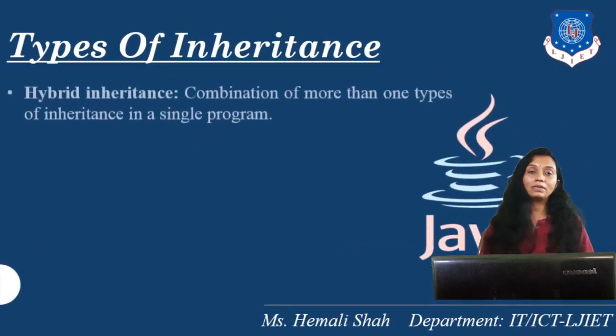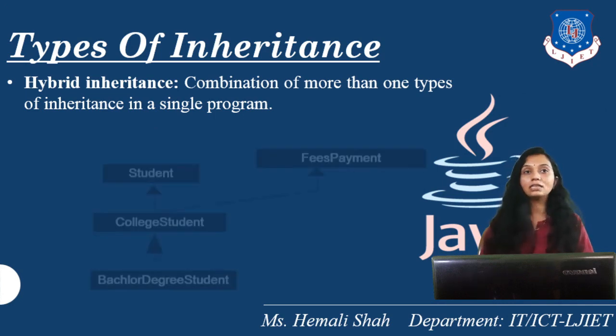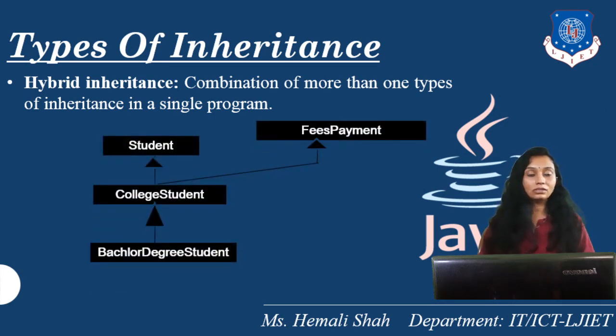Now the next type is hybrid inheritance. This is the combination of more than one type of inheritance in a single program. So this is the example. This is the hybrid inheritance. How? If you focus on the student, college student and fees payment, here this single class has more than one parent. So here it is multiple inheritance.